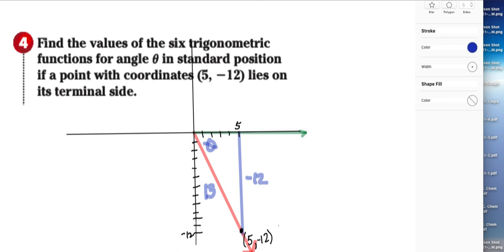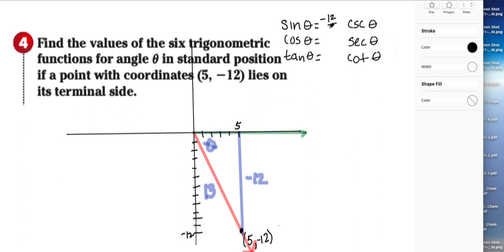Now we're going to use that information to find those 6 trigonometric values for theta. The first thing we should do is find sine, cosine, and tangent. That's going to be the easiest thing. So if I'm standing at this angle, sine is opposite over hypotenuse, so sine is -12 over 13. Cosine is adjacent over hypotenuse, so that's 5/13. Tangent is opposite over adjacent, so that's -12 over 5.